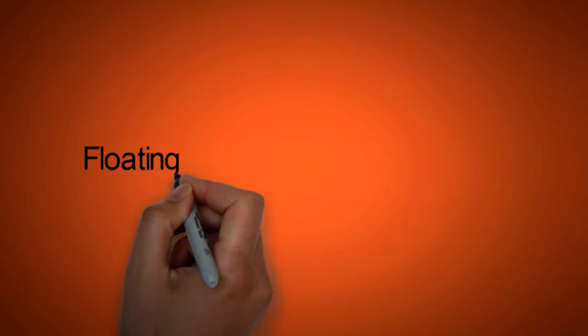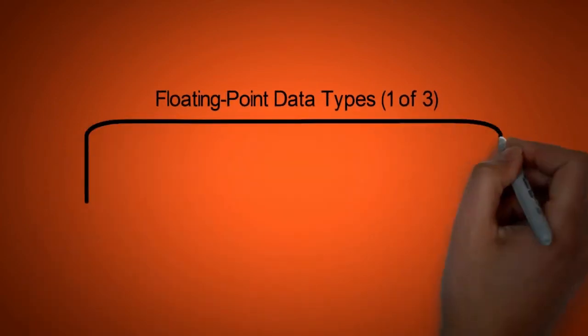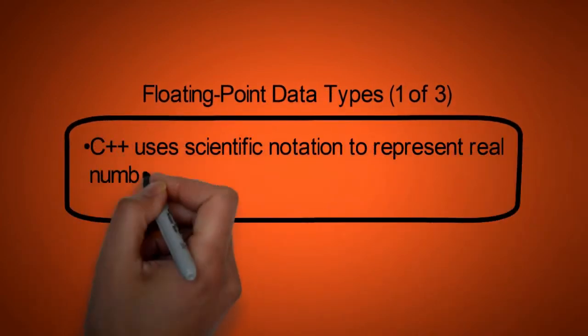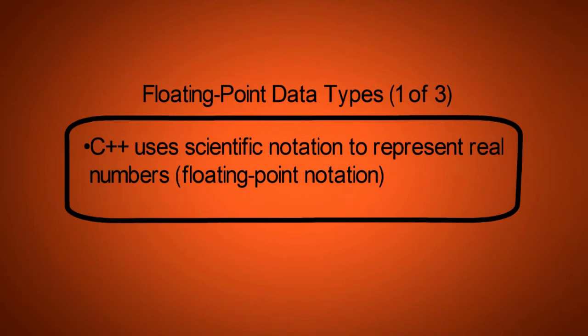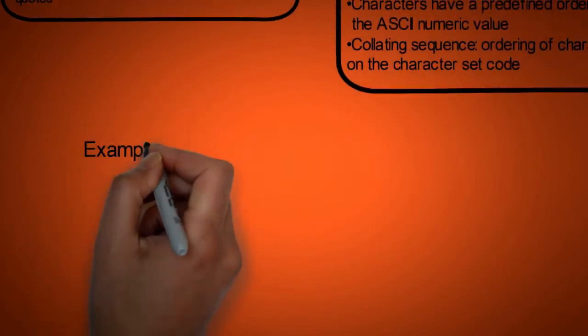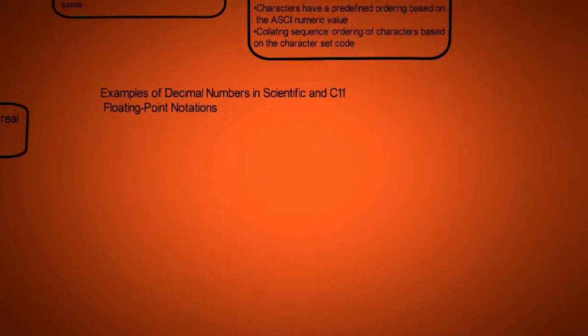Floating point data types. The floating point data type is a family of data types that act alike and differ only in the size of their domains, the allowable values. The floating point family of data types represents number values with fractional parts. C++ uses scientific notation to represent real numbers, floating point notation. Examples of decimal numbers in scientific and C++ floating point notations.